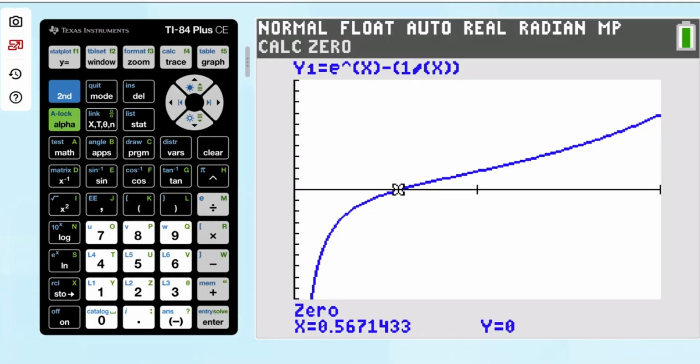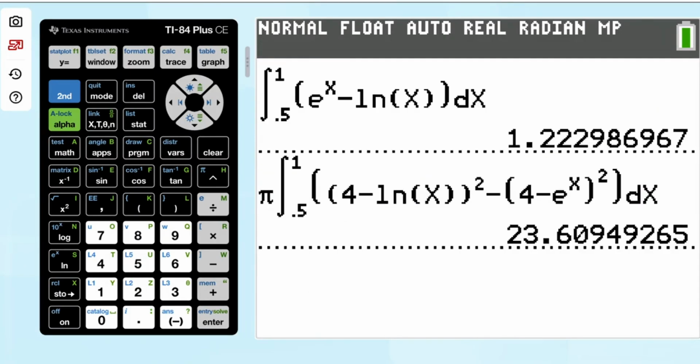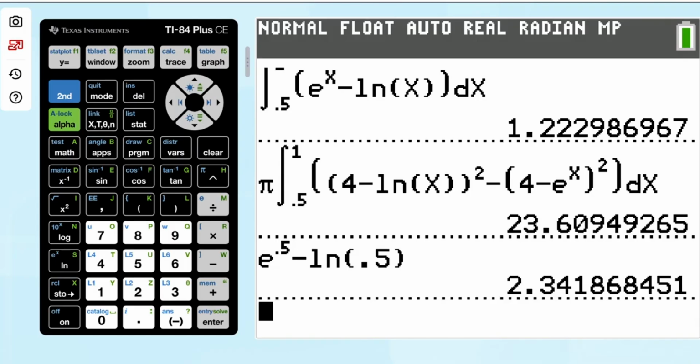So we have h prime graph, so we can't use the graph to do it. We'll just do it right here. H was, as we said, equal to f minus g, or e to the x minus ln of x. So we're going to do e to the 0.5 minus the ln of 0.5, which gives us 2.342 if we round.